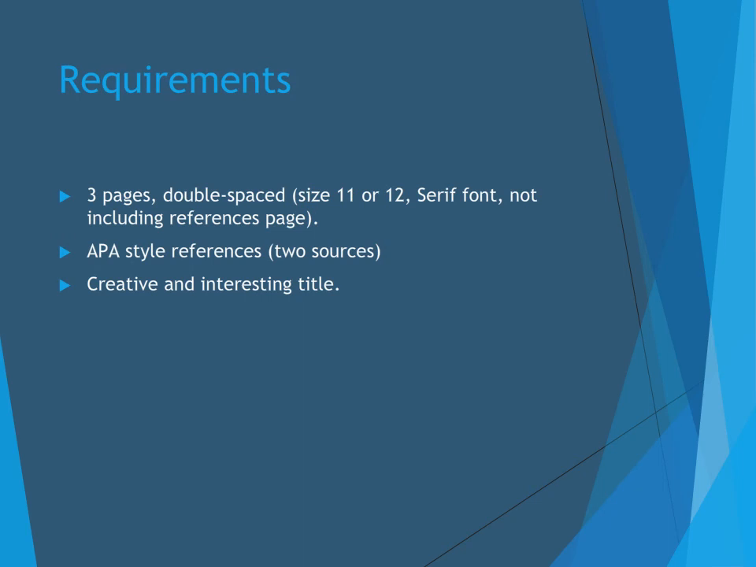The final draft of this paper should be 3 pages long, not including your references page. You should use APA style to document your references. You should have 2: your popular media source and your academic source. Finally, make sure you give this paper a creative and interesting title.